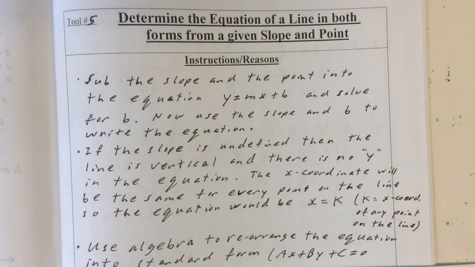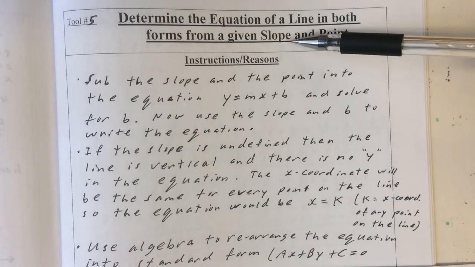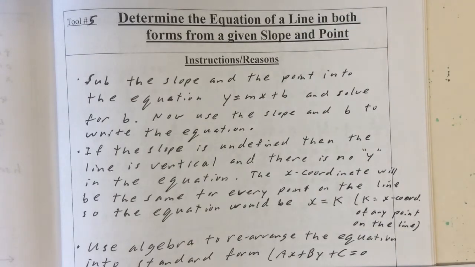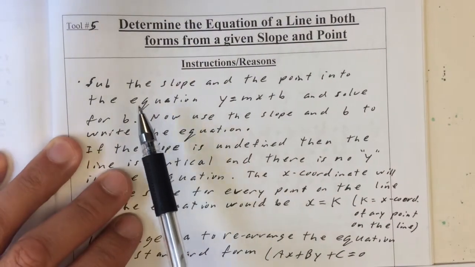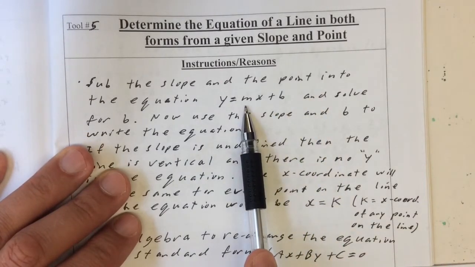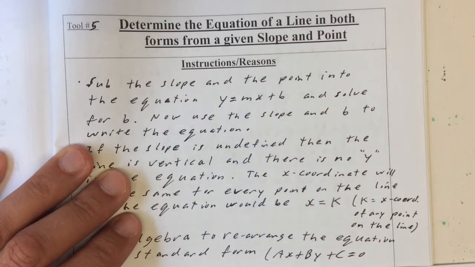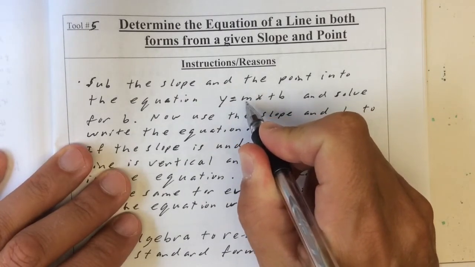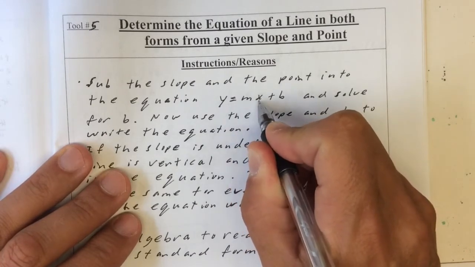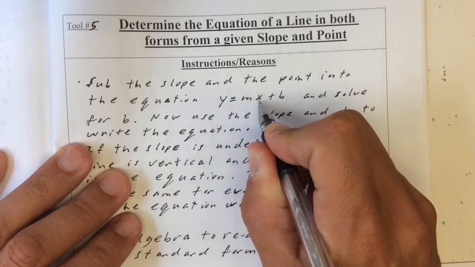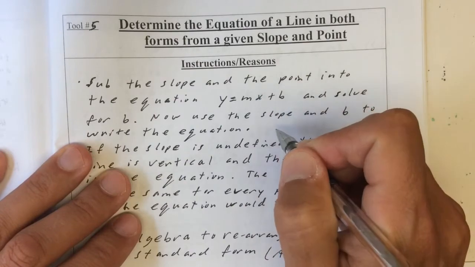Okay, so the first method, given the slope and a point on the line. First thing you're going to do is sub the slope and the point into the equation y equals mx plus b. So the slope goes right into m, and the point, you have the x and y coordinates. So say it's 2, 3. You're going to sub the 2 in here for x and the 3 in here for y. So you know the m, the x, and the y. You just solve for b.